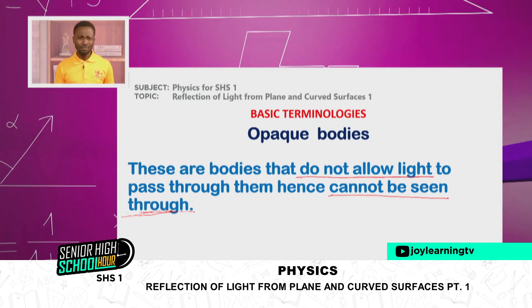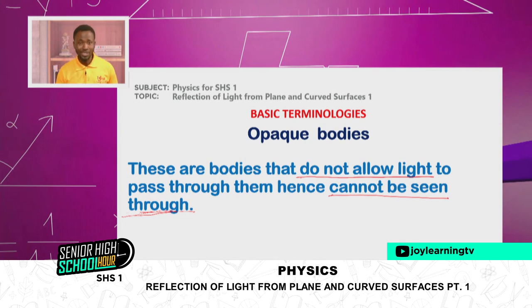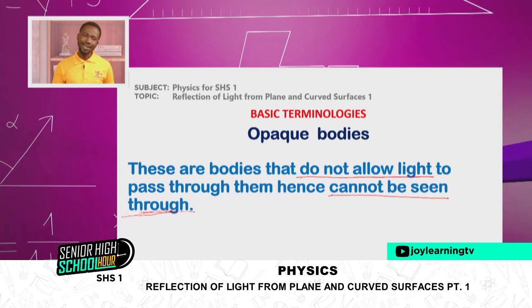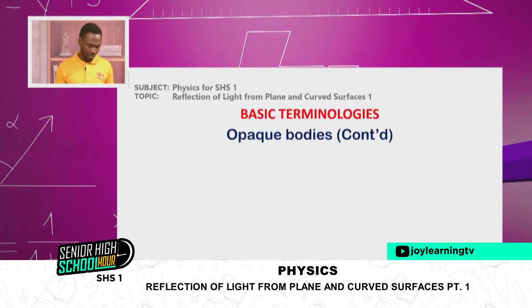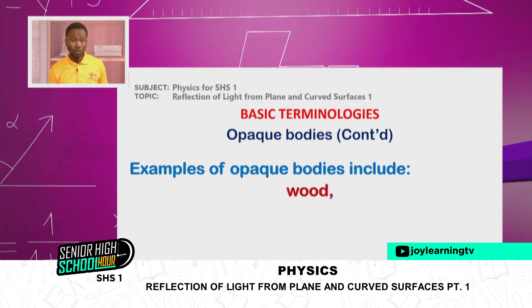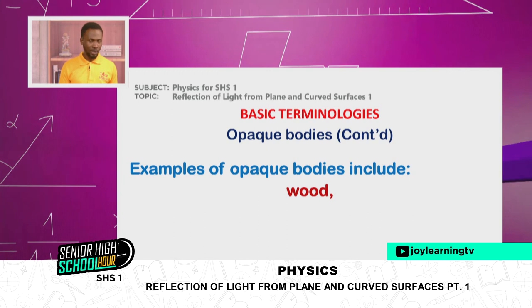Can you think of some examples? Anybody at all? Something that even if you stand behind it, you will not be seen. Why? Light will not pass through it. So we say it is an opaque body. You can look at examples, maybe one or two of them. One is wood. Wood is an opaque body. It does not allow light to pass through it. Therefore, it cannot be seen through.